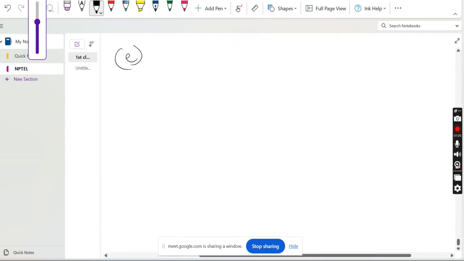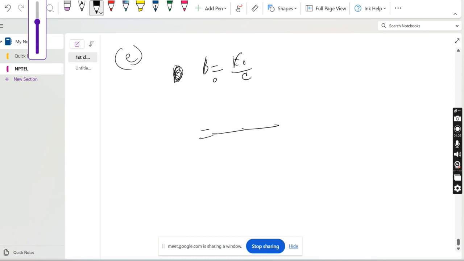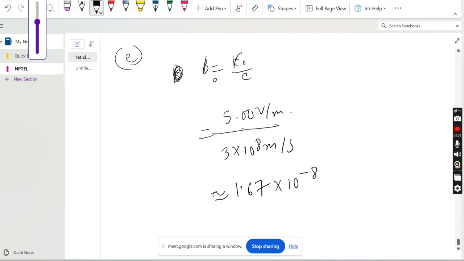So for that, we know B naught is E naught by c. E naught is 5 volt per meter, and c is 3 into 10 to the power 8 meter per second. So we will get the magnitude of the magnetic field as 10 to the power minus 8 Tesla.